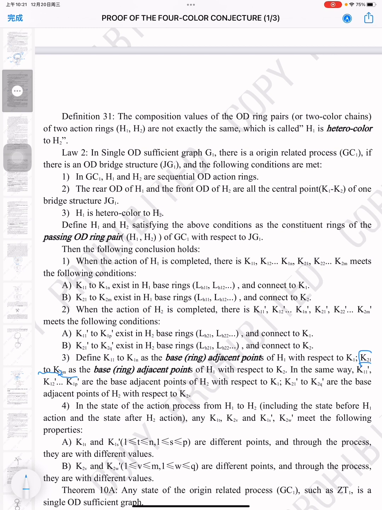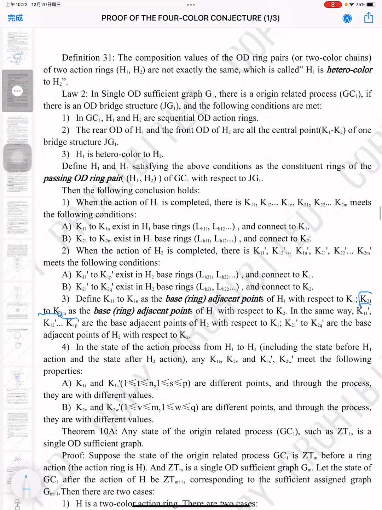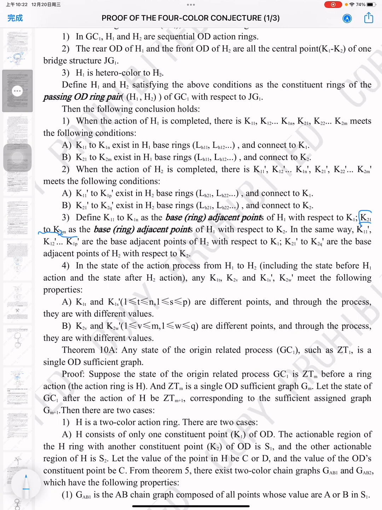In the state of the action process from H1 to H2, including the state before H1 action and the state after H2 action, any K1t, K2v, and K1s', K2w' meet the following properties. 1. K1t and K1s' are different points, and from the process, they are with different values. B. K2v and K2w' are different points, and through the process they are with different values.